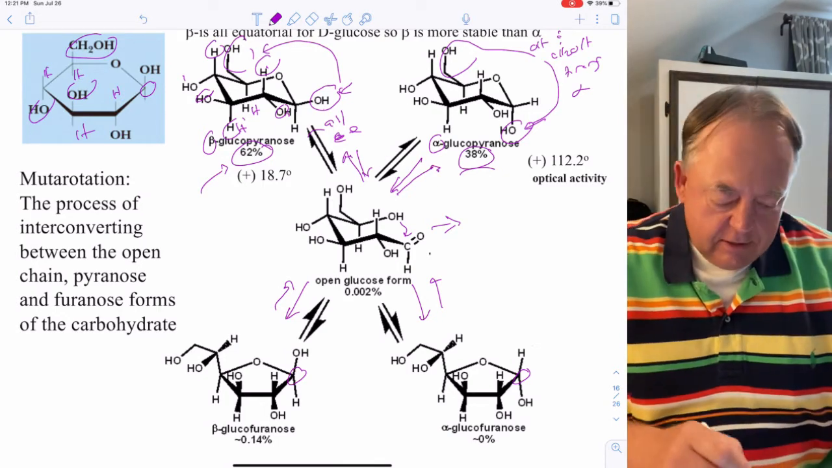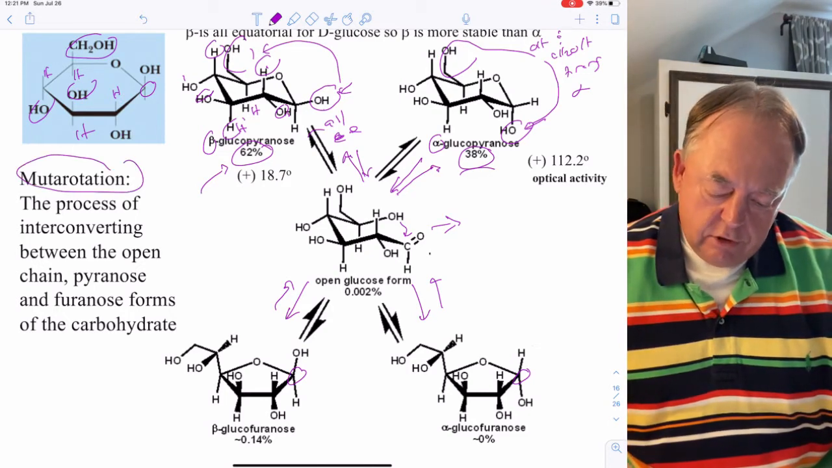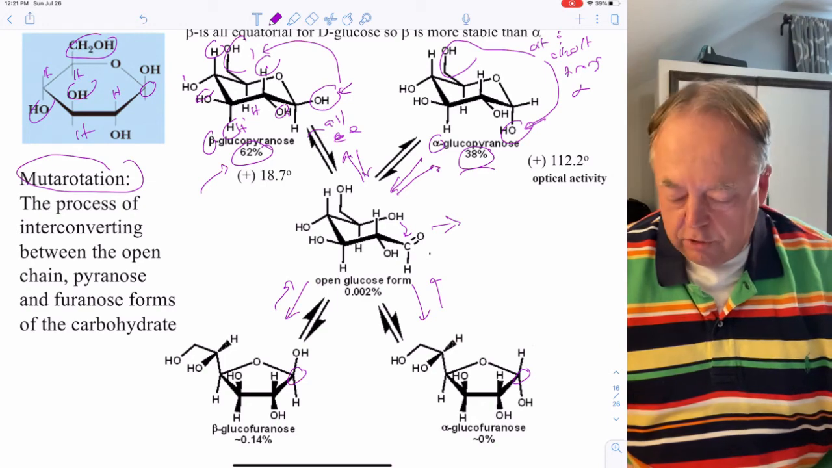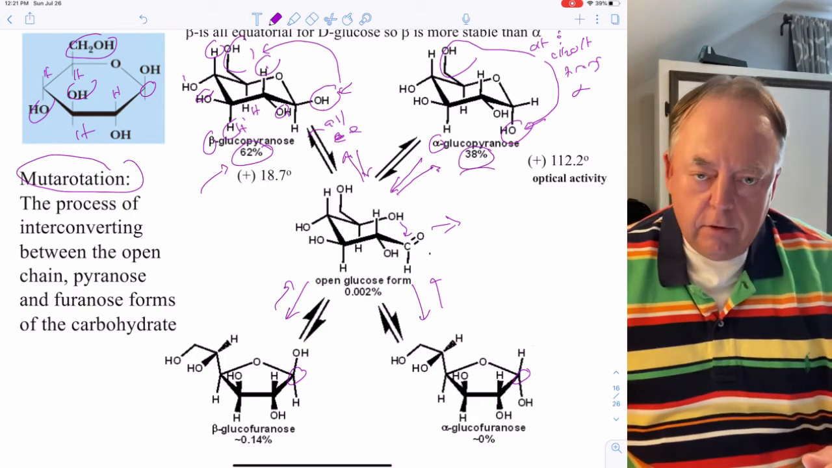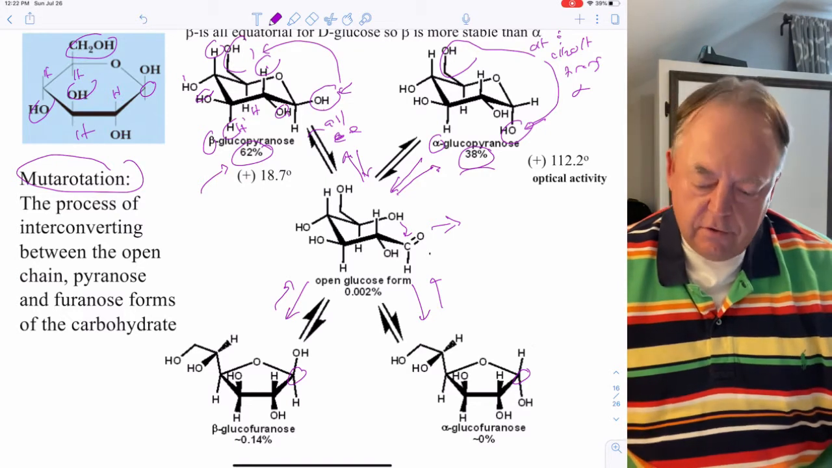But in that process, another term for you is what's known as mutarotation. So that's where it's opening up. So that's where it's closing into a pyranose or a furanose, and then opening back up, and then closing, and then opening back up, and so forth.